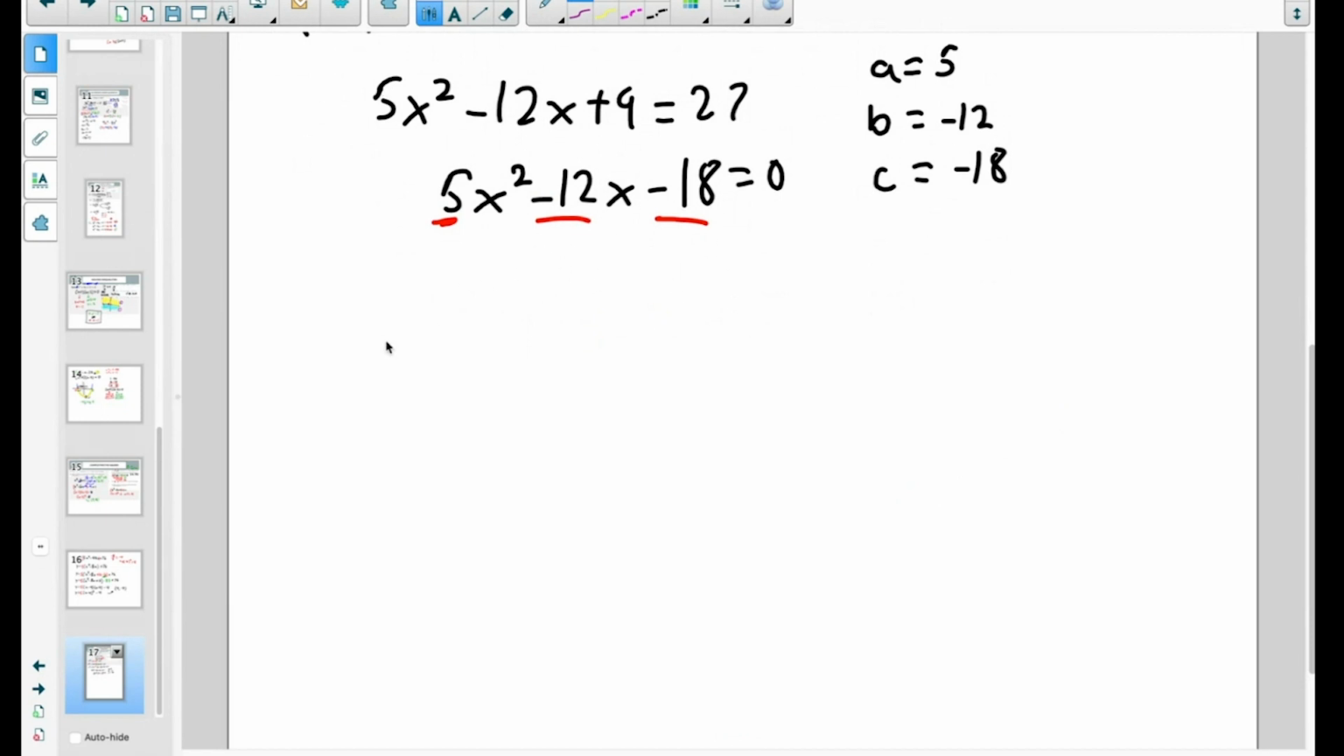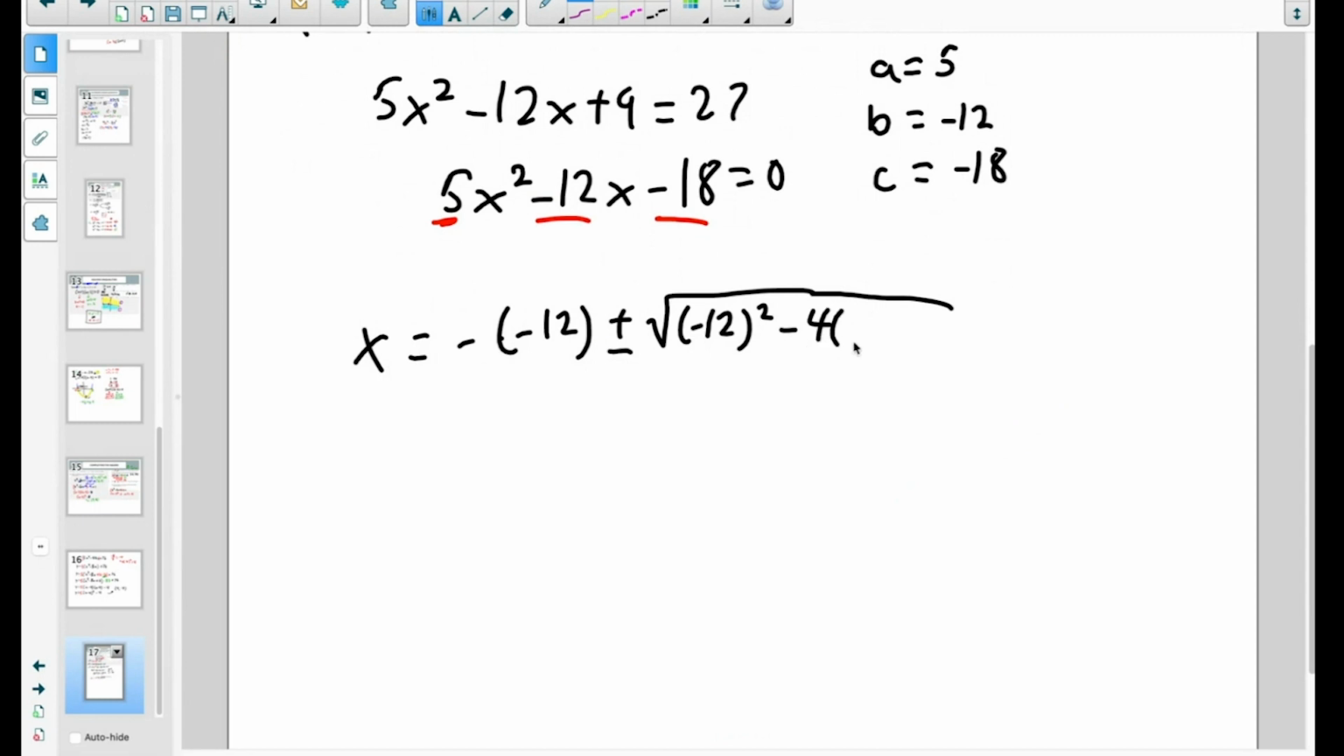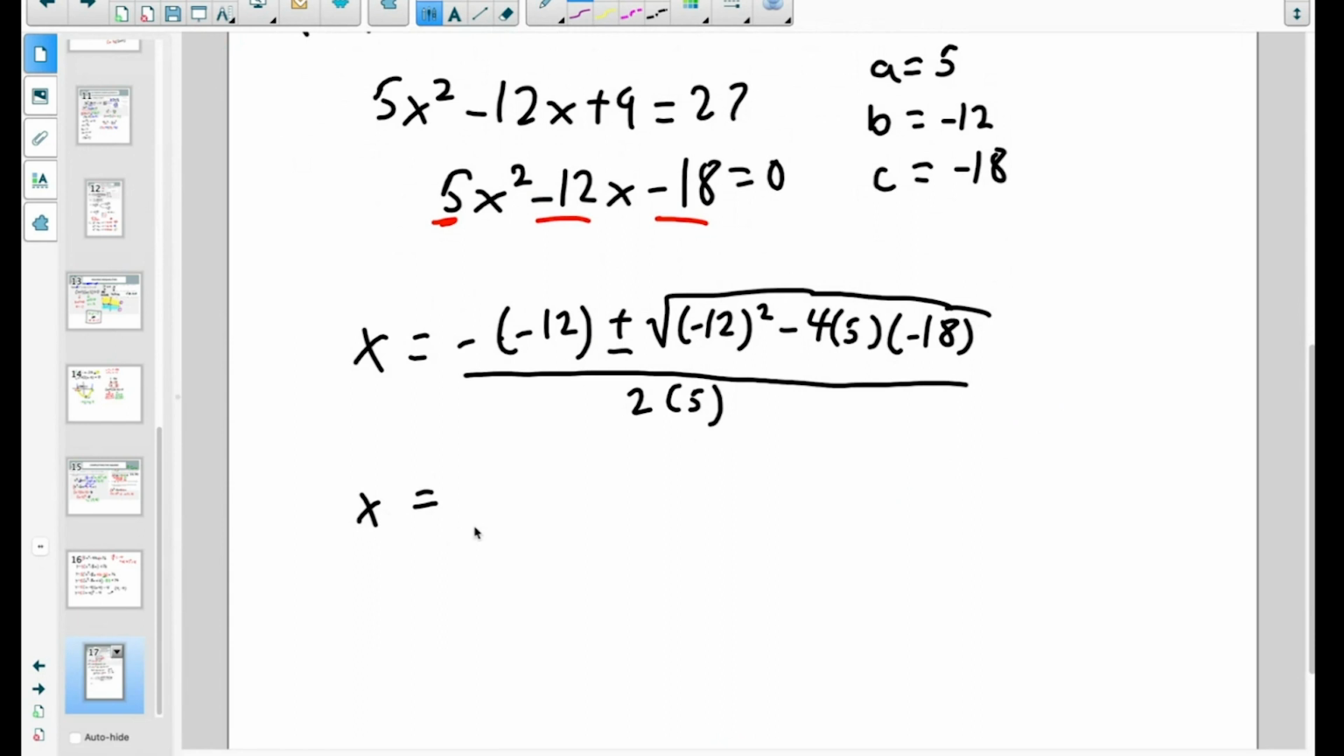So we'll end up with x is equal to negative 12. So negative 12 plus or minus the square root of negative 12 squared minus 4 times 5 times negative 18. And that's all divided by 2 times 5. Okay, so I'll give you a second there to catch up.